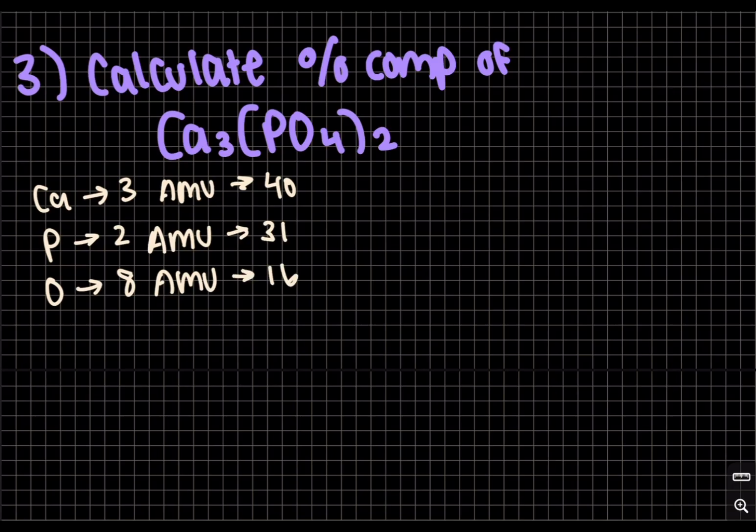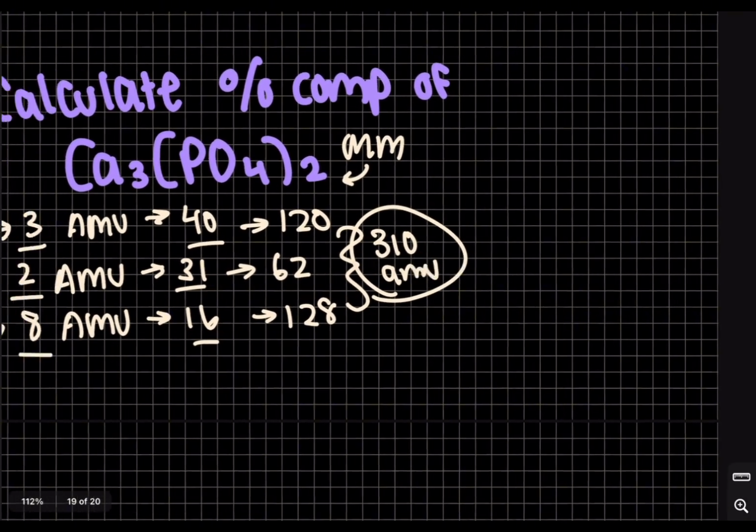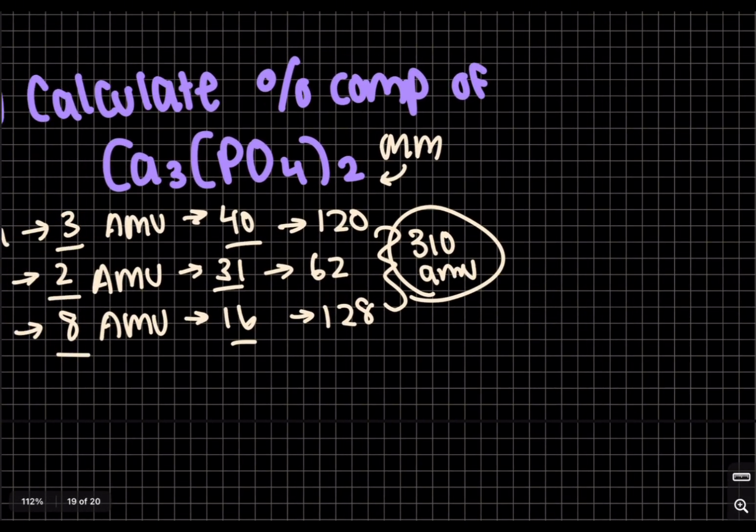Now, what am I going to do? I'm going to multiply this to find the total mass of calcium, which is going to be 120. For potassium, it's going to be 62. And for oxygen, it's going to be 128. Now, I need to find the molar mass of the whole thing, calcium phosphate, which is just going to be adding these numbers up, which is 120 plus 62 plus 128, should be 310 AMU.